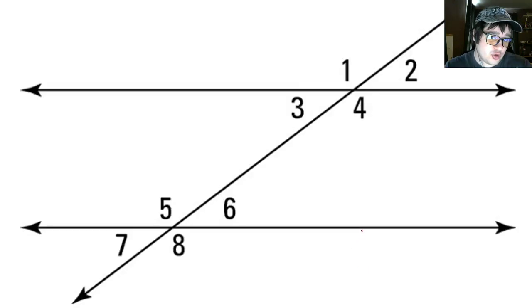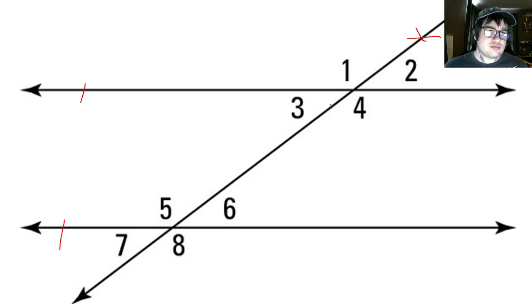So we have two parallel lines cut by a transversal. We have our parallel lines right here. All the points are equidistant to each other. It is now cut by a line, this line right here, which is also called a transversal. It intersects the parallel lines at these points, creating 8 different angles.